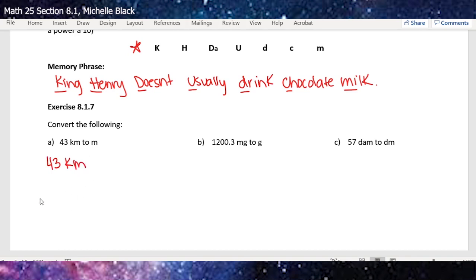Okay, so I always write down my chart. So I have King Henry doesn't usually drink chocolate milk. And I always write the A there because there's technically two D's.